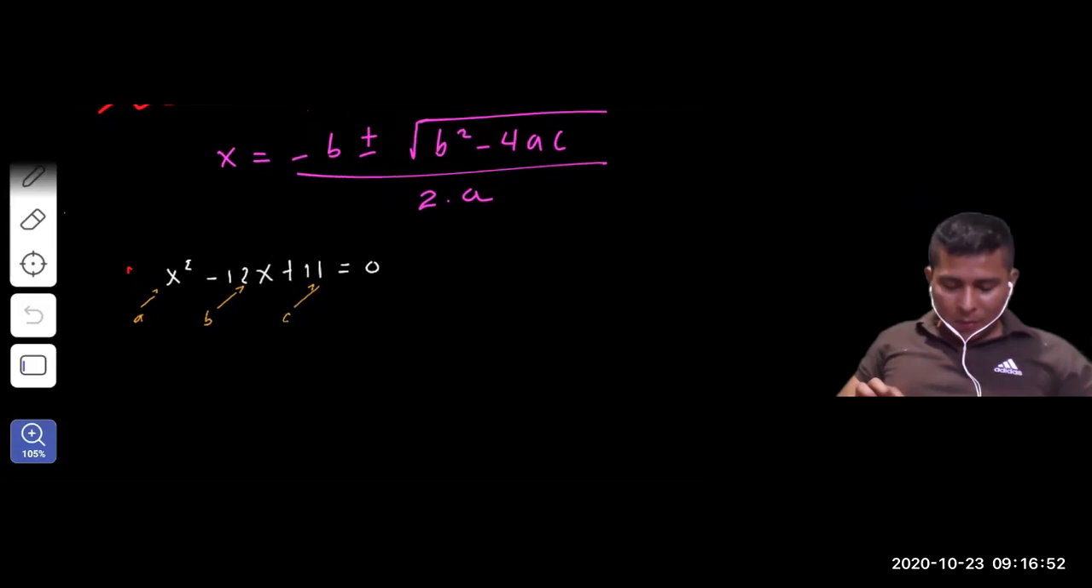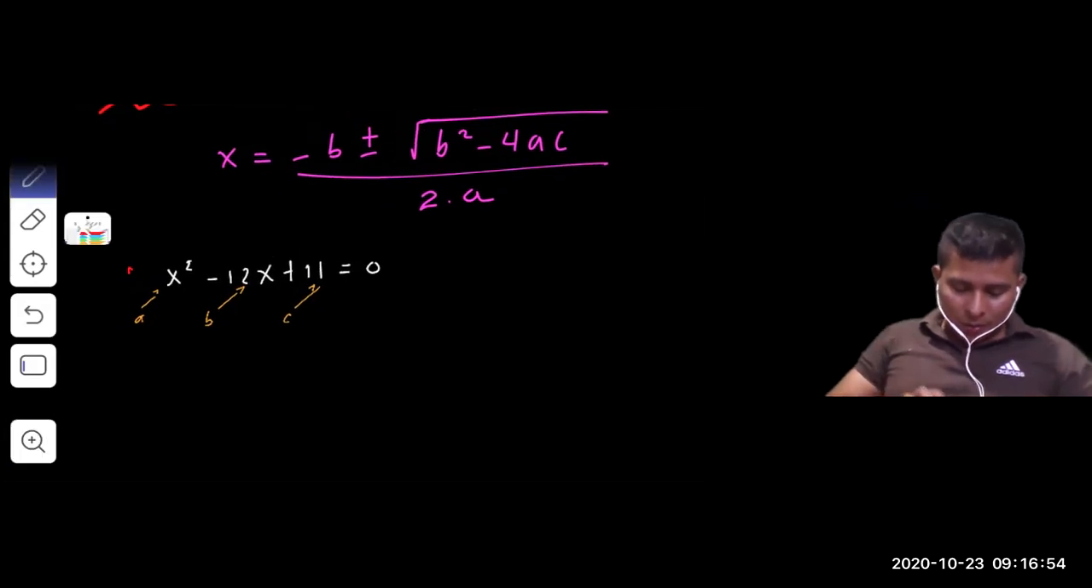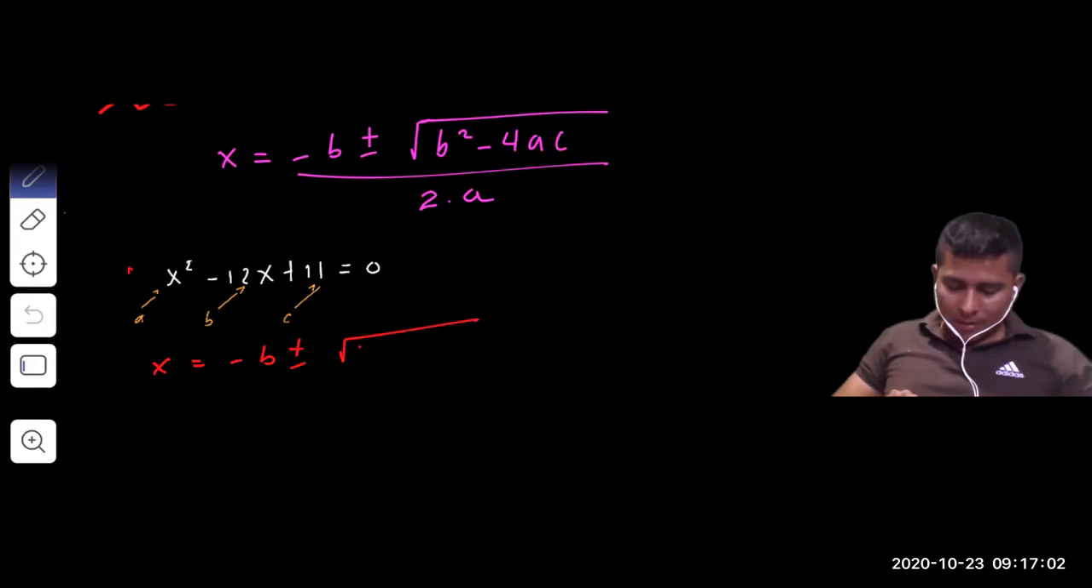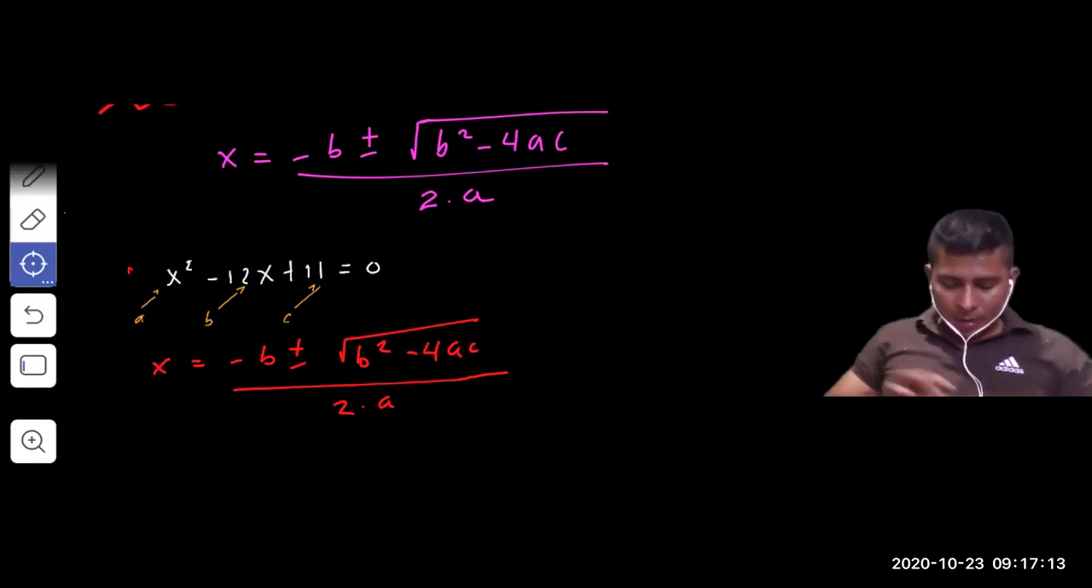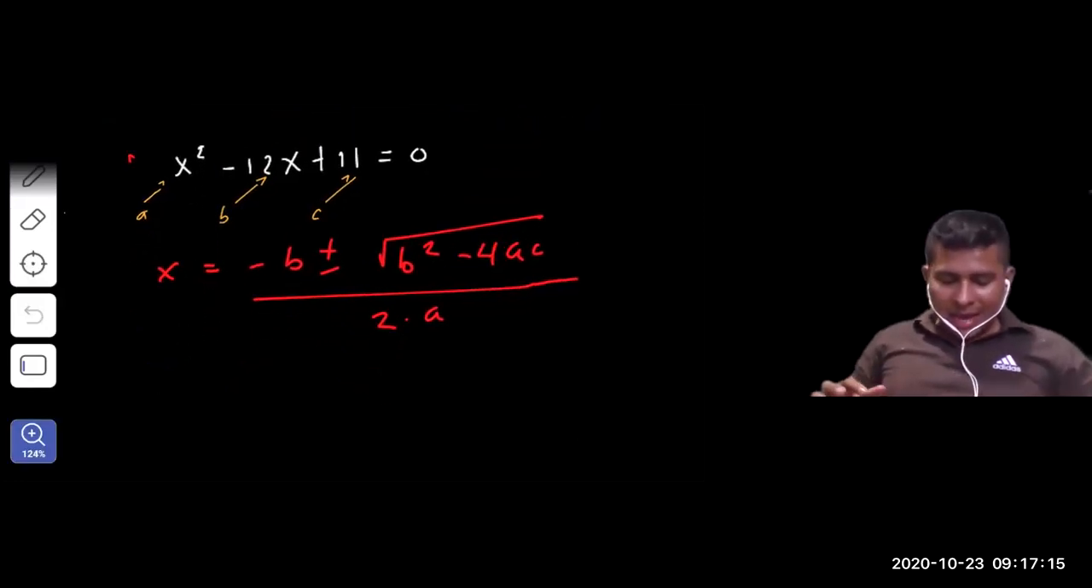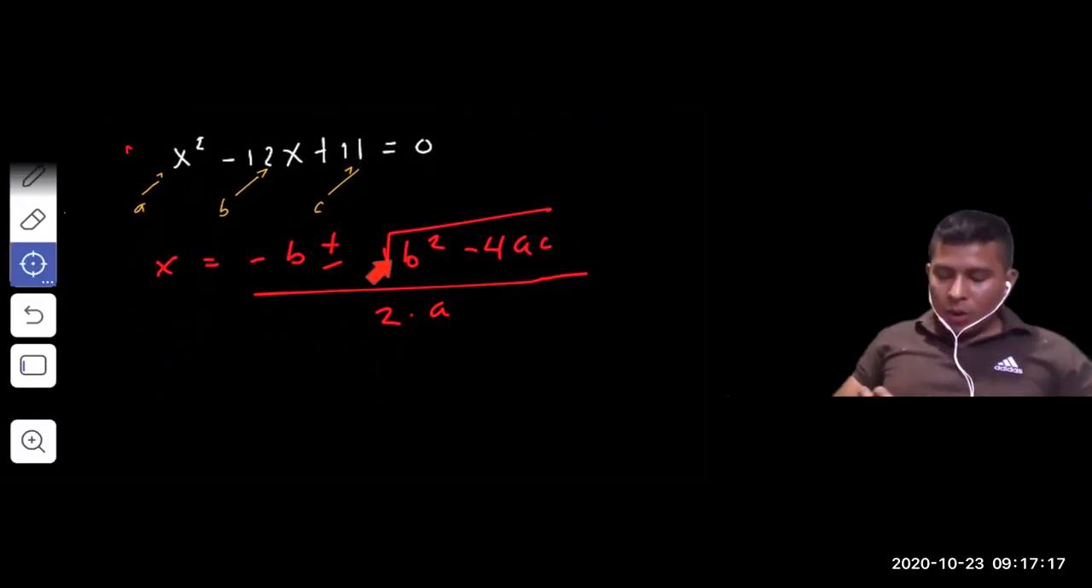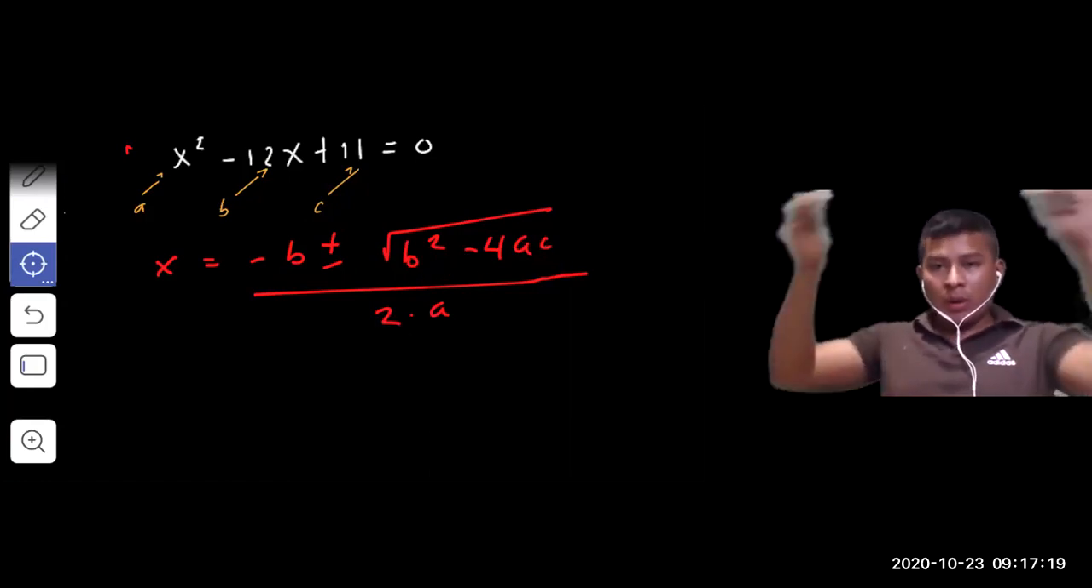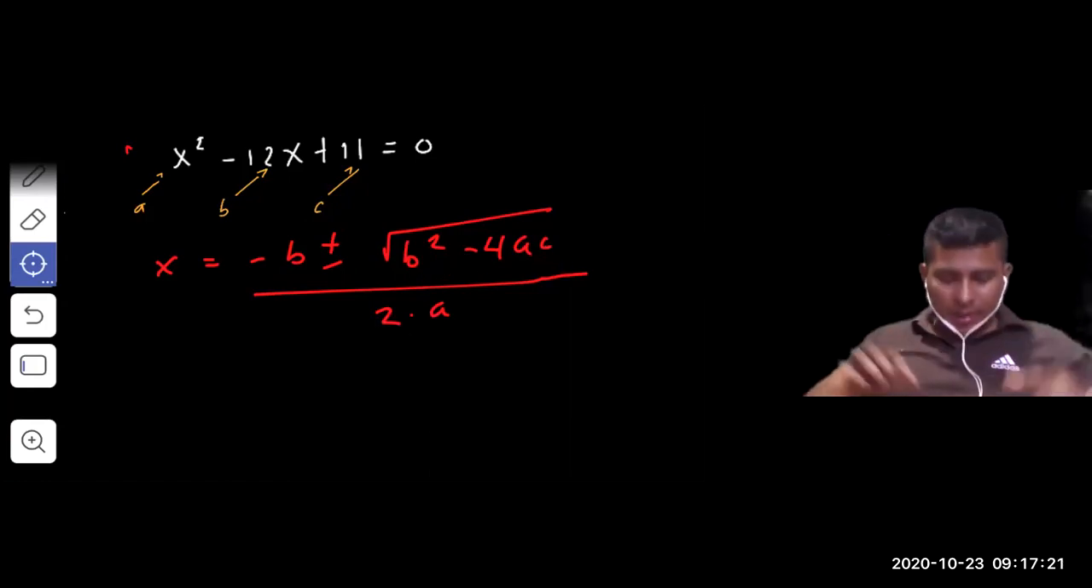Okay, let's copy the formula again. X equals negative B plus minus the square root of B squared minus 4A times C, over 2 times A. Okay, I just recopied the formula. We have to learn the formula. Now, guys, we already know all of these values.